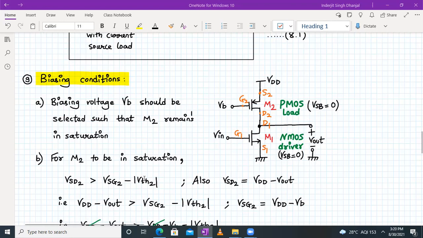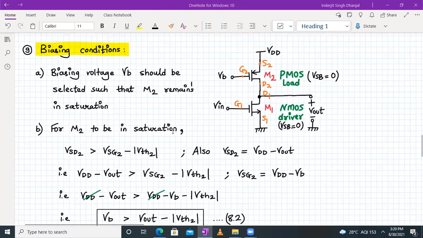whether it's connected to ground or not. Next, the biasing voltage VB is the biasing DC voltage, which should be selected such that your M2 transistor remains in saturation. So let's find out the condition. For M2 transistor to be in saturation, your VSD2 should be greater than VSG2 minus mod of VTH2.